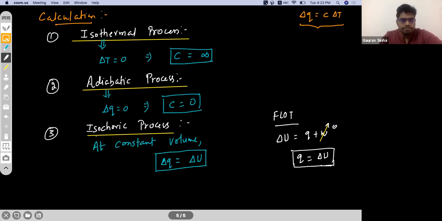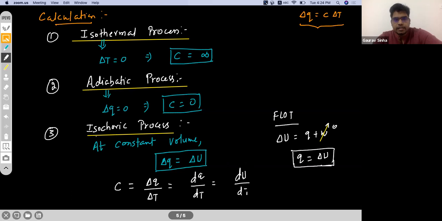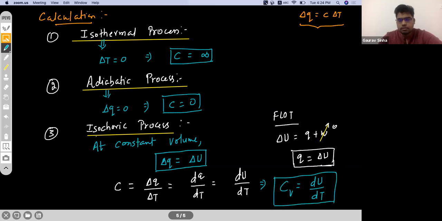Correct? So the heat capacity C is equal to delta Q by delta T, or we can also write it as dQ by dT. dQ is nothing but dU, so it is dU by dT. It is the heat capacity at constant volume. Since the volume is constant here, we write C as CV. CV equals dU by dT. Remember, this is for 1 mole. CV is the molar heat capacity at constant volume, since we have taken 1 mole over here.